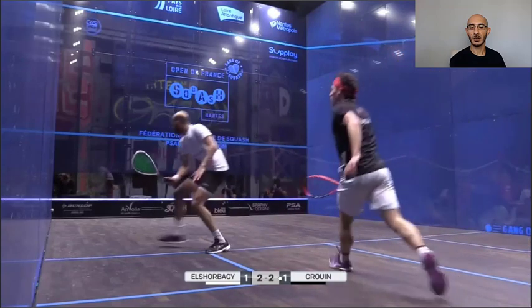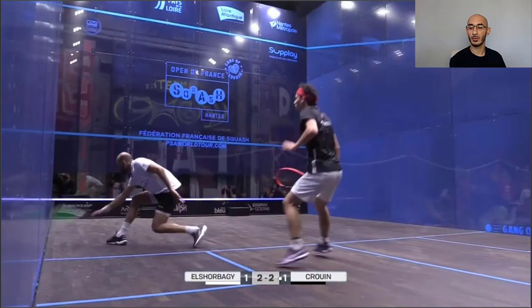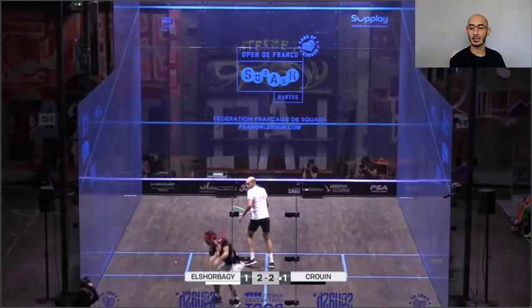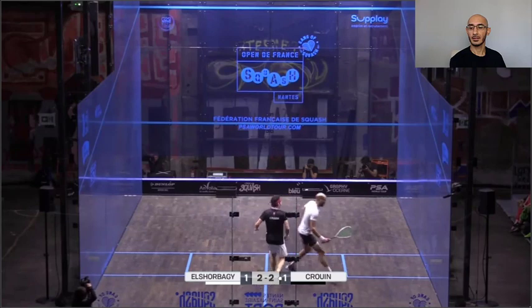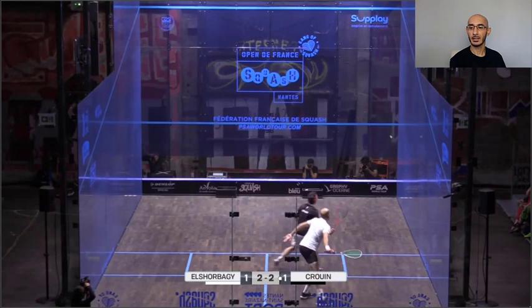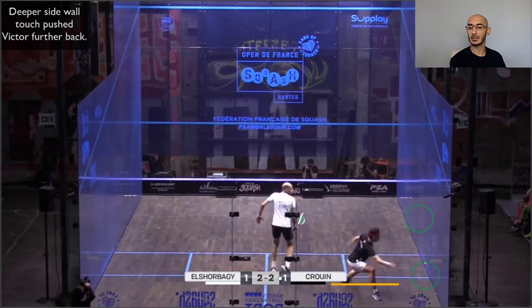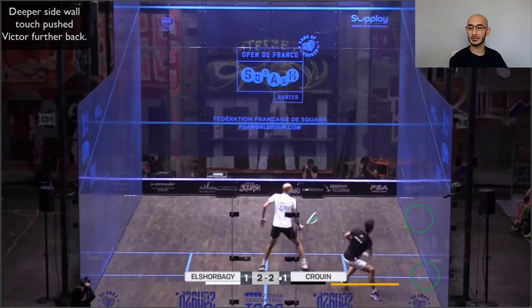Plays that long drop, nice and tight, squeezing Marwan. Forces a weak ball, gets another angle over here, pushes Marwan into the back of the court again. Marwan gets a pretty good angle from there, catches the sidewall a little bit later. So Victor's not really in an attacking position anymore. Marwan has neutralized some of that pressure now.